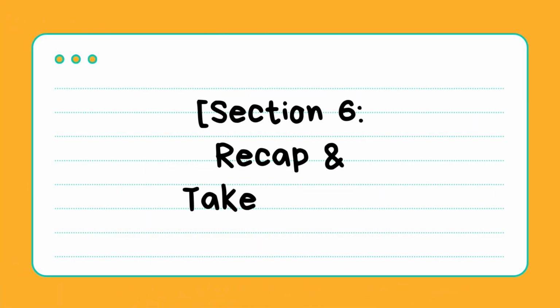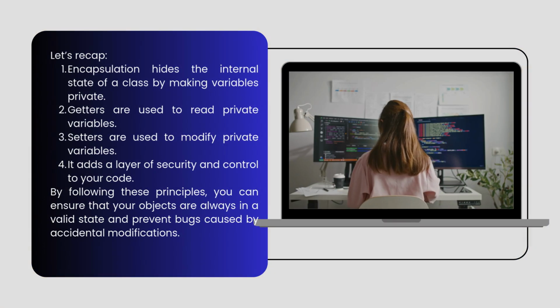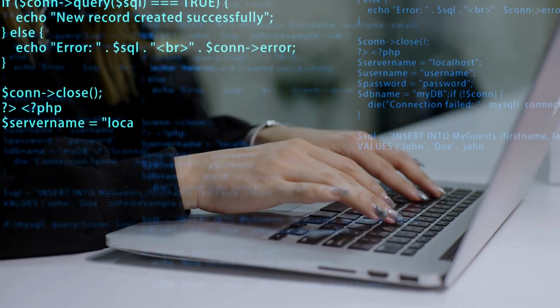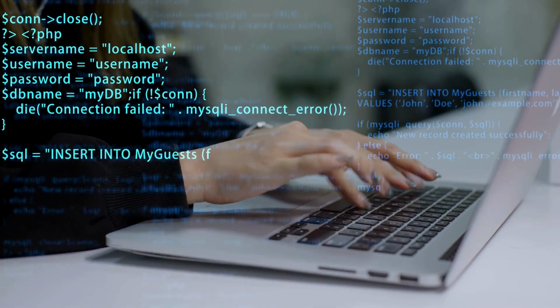Section 6. Recap and takeaways. Let's recap. Encapsulation hides the internal state of a class by making variables private. Getters are used to read private variables. Setters are used to modify private variables. It adds a layer of security and control to your code. By following these principles, you can ensure that your objects are always in a valid state and prevent bugs caused by accidental modifications. Conclusion. And that's the basics of encapsulation in Java.